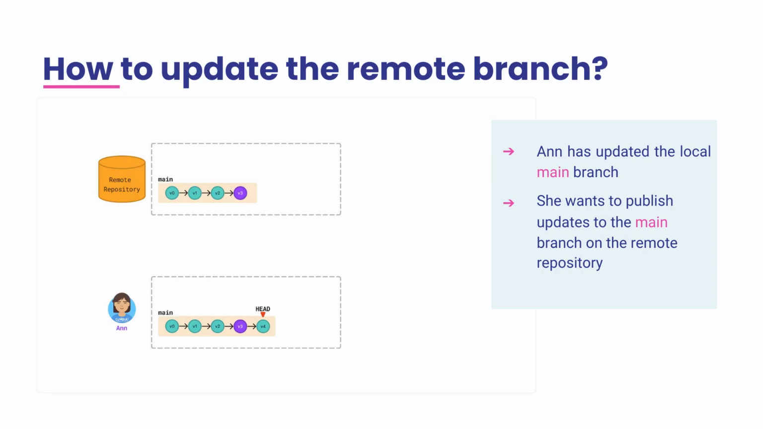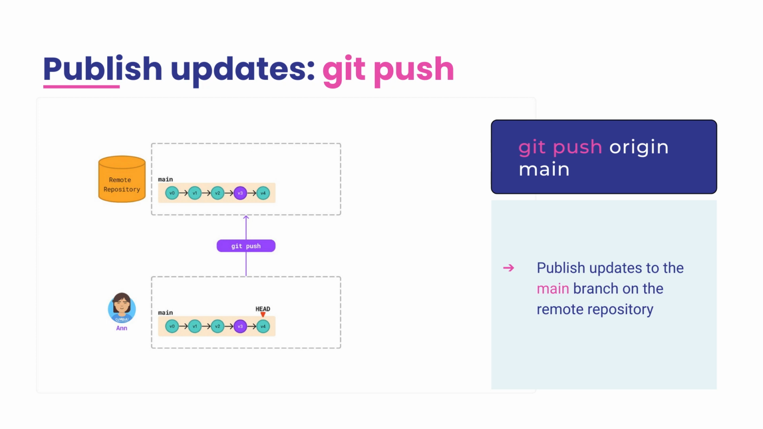Let's look at another case. Anne has updated the local main branch. How can she publish her updates to the remote repository? Anne can use the git push command to publish updates to the main branch on the remote repository.